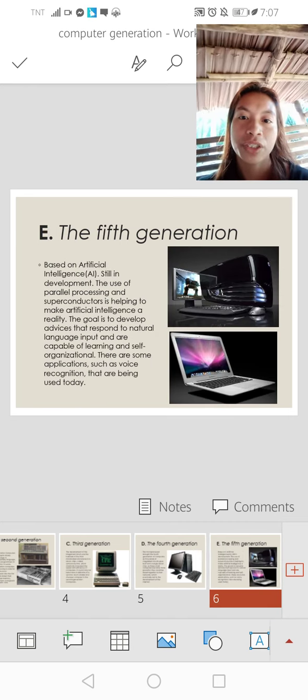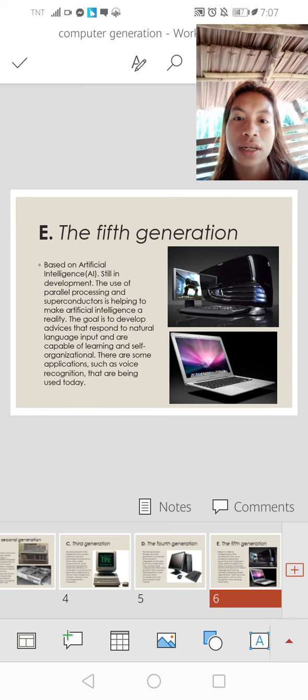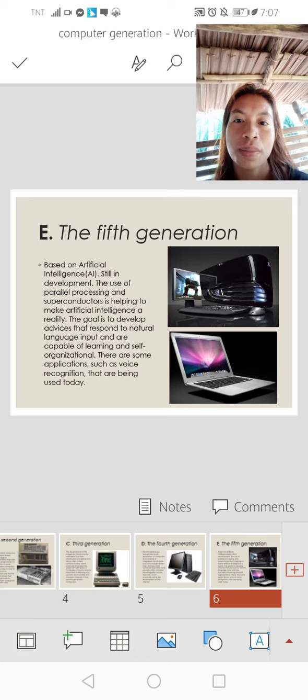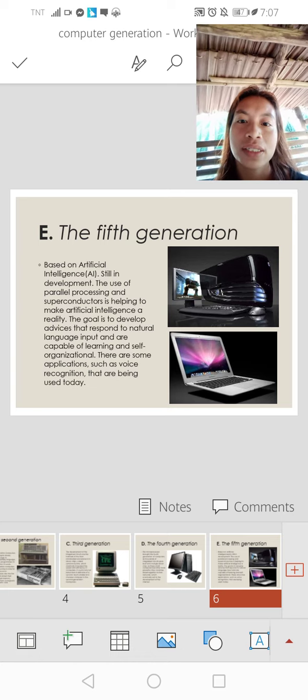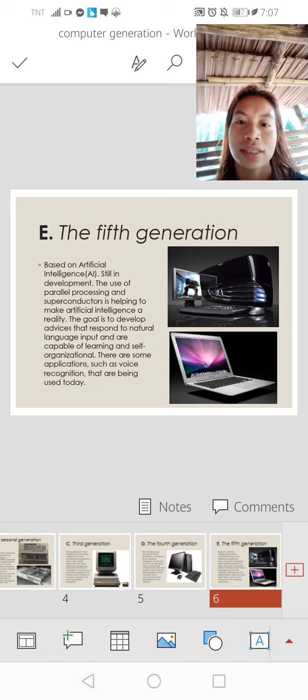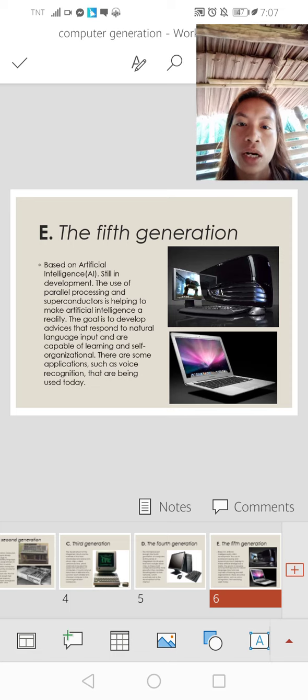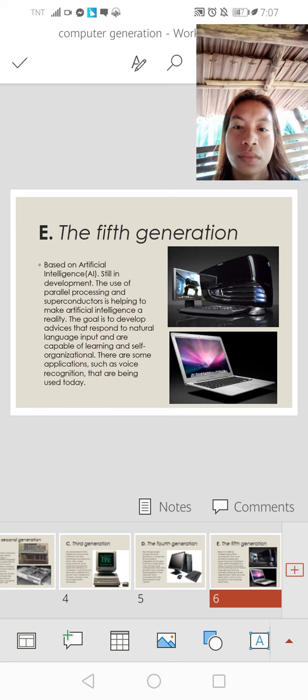The fifth generation is based on artificial intelligence and is still in development. The use of parallel processing and superconductors is helping to make artificial intelligence a reality. The goal is to develop devices that respond to natural language input and are capable of learning and self-organization. There are some applications, such as voice recognition, that are being used today.